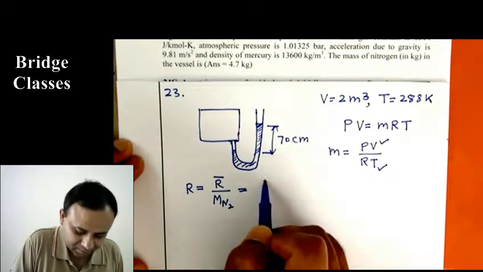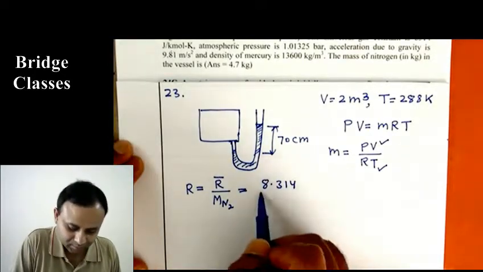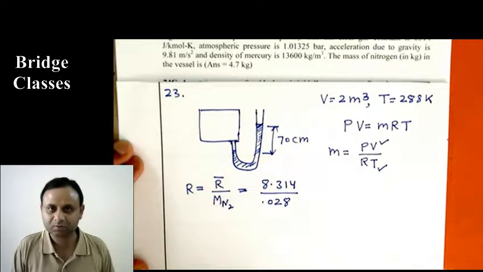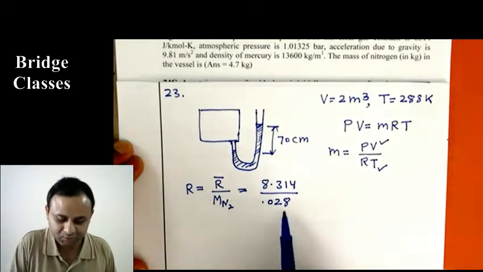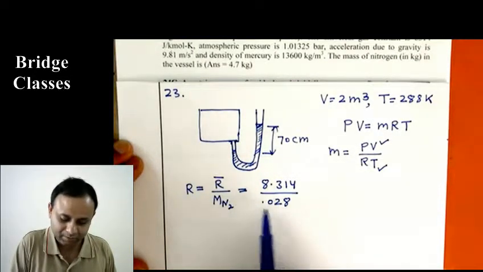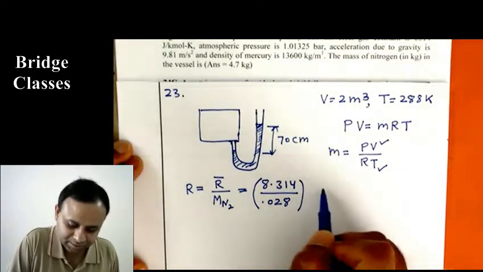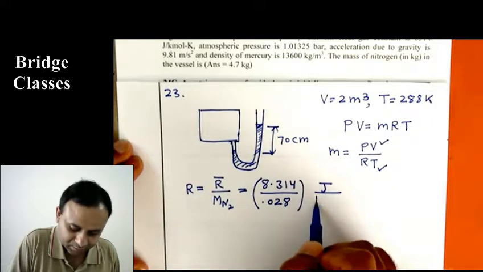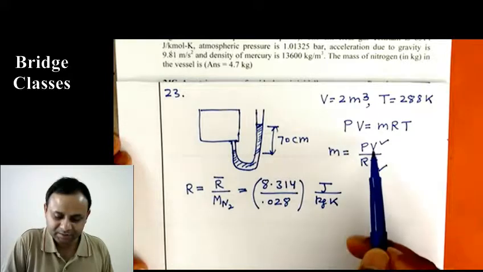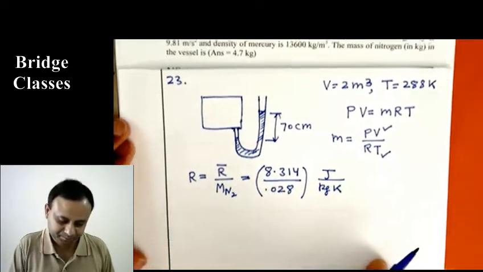Universal gas constant is 8.314 joule per mole Kelvin. Molecular weight of nitrogen is 0.028 kilogram per mole, 28 gram per mole or 0.028 kilogram per mole. So we should know that. So we get the gas constant for nitrogen. This is what will go here, and the units here are joule per kilogram Kelvin. So we have R, temperature, volume, we need pressure, then we can apply this equation and get M.